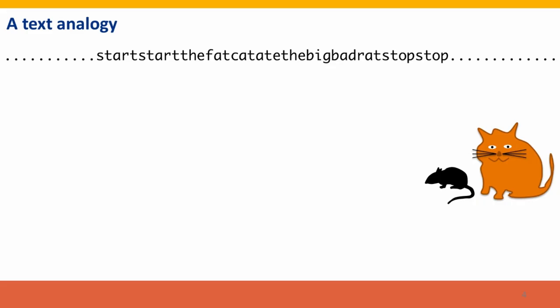just to provide one more distinguishing perspective on it. So we've got a sentence here, and the sentence says, the fat cat ate the big bad rat. And it's flanked by 2 signals for starting, here and here, and 2 signals for stopping, here and here. And these control how the information is used.